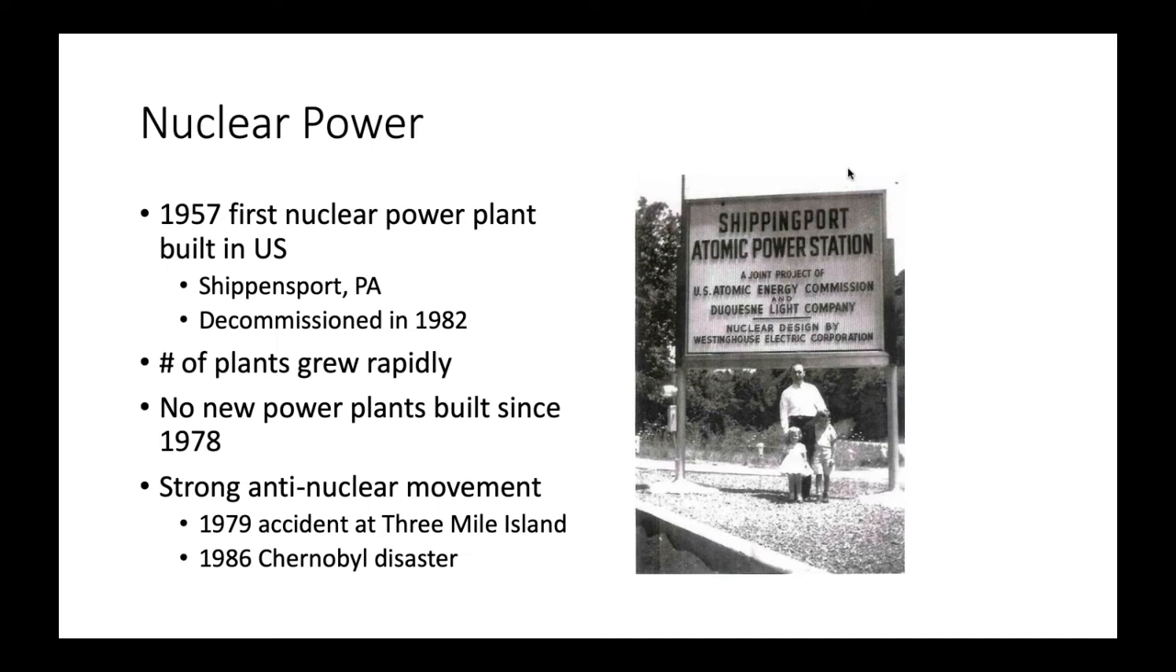So the number of plants grew very quickly. We haven't had any new power plants built or commissioned since 1978. What happened around that time that kind of put a damper on the building of nuclear power plants? Cold War, I guess, but not so much a Cold War. But what accident did we have? Three Mile Island, right? We had a near meltdown of a reactor, on the Susquehanna River in Pennsylvania. So it's probably about maybe 120 miles from New York City. So that was a pretty serious accident. Anybody know what happened there?